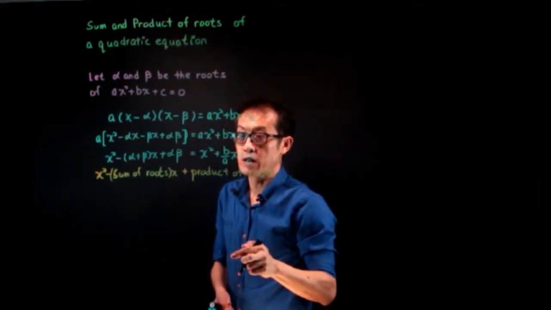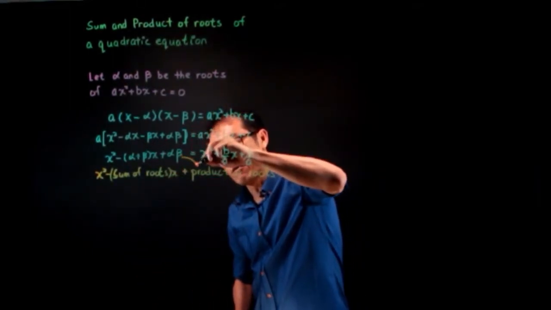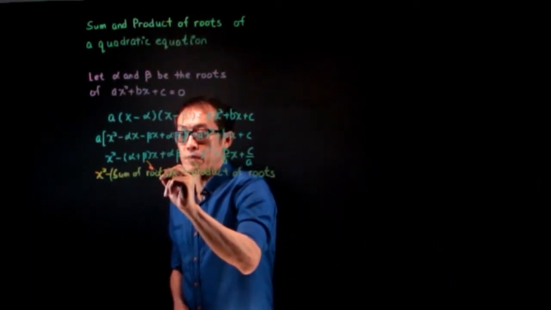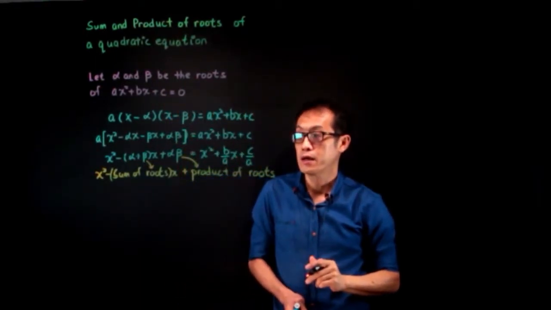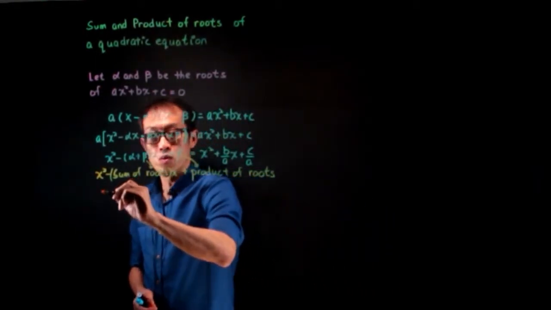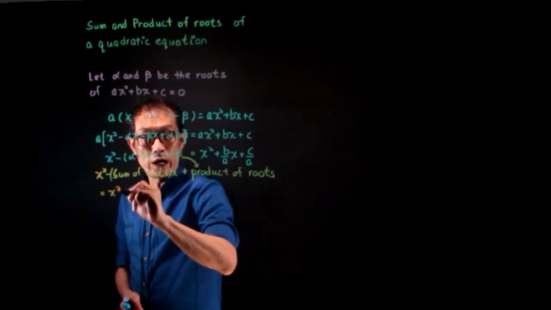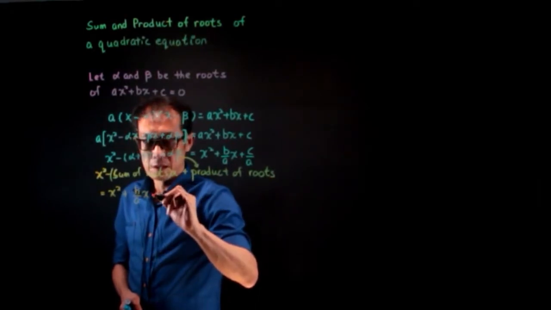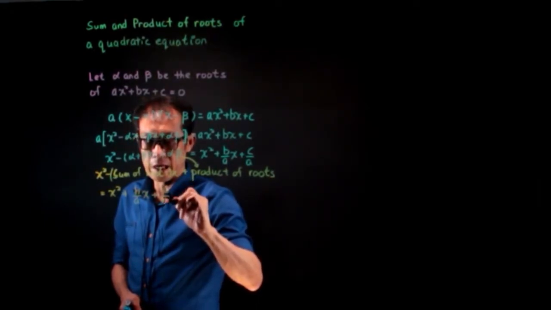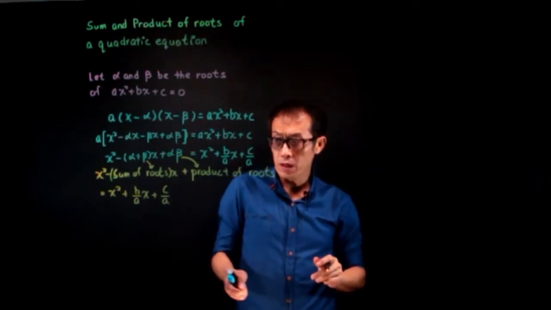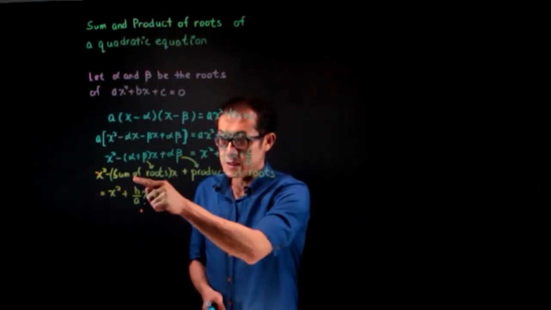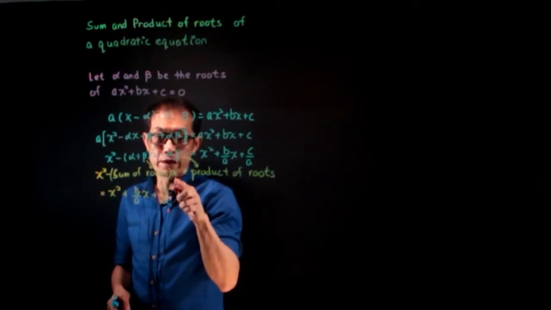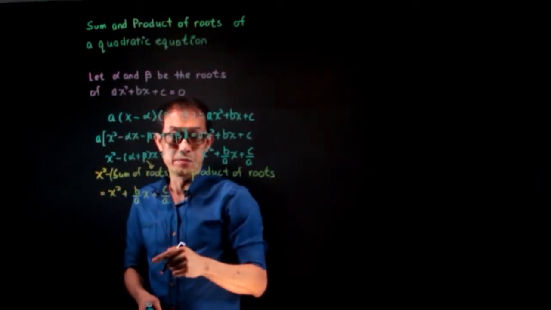Now why I said product of roots, look at this. This is alpha times beta. This is alpha plus beta. And that is equal to x squared plus b over a x plus c over a. So we can say that the sum of roots is minus b over a. You can do a direct comparison, the x term and the x term.